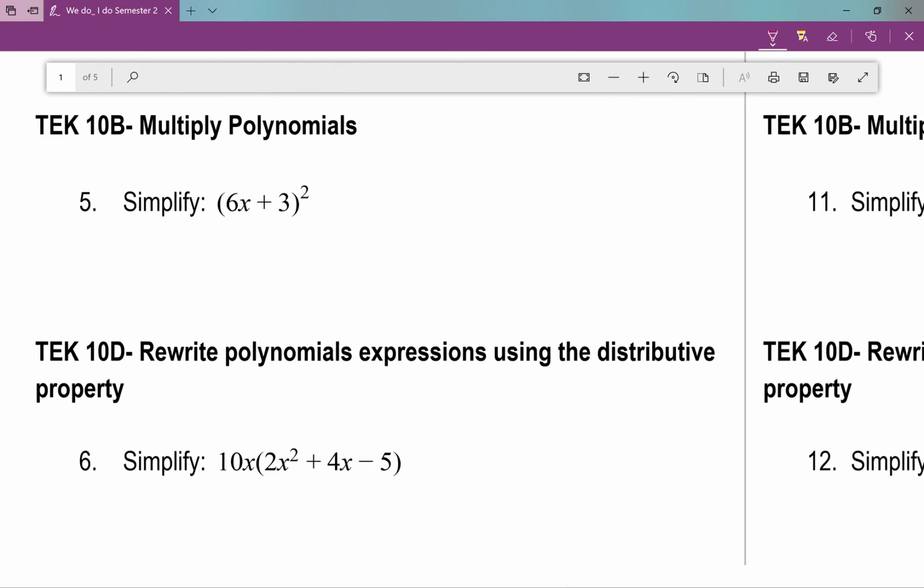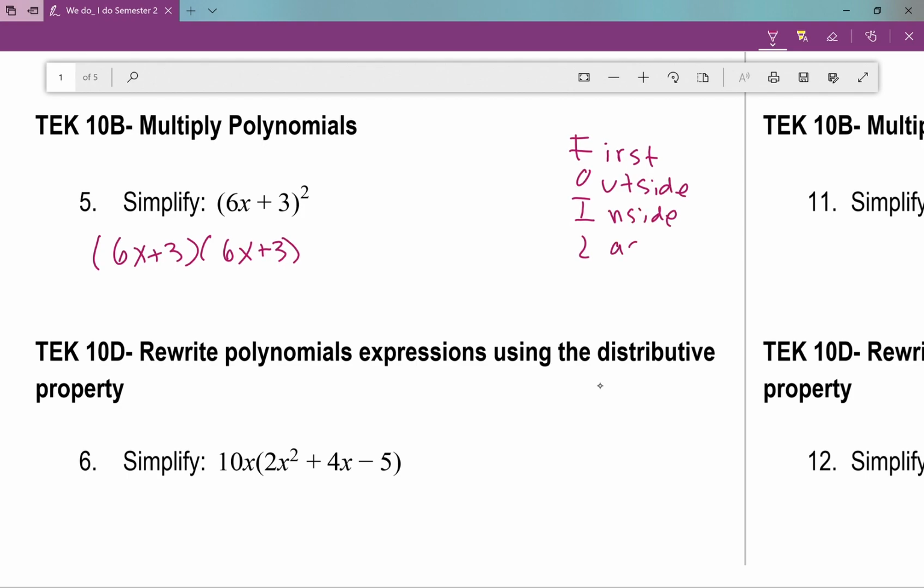Okay, TEK 10b says multiply polynomials. Remember, in order to multiply a polynomial that looks like this, we need to know that that little 2 tells us to write our parentheses 2 times. So I have 6x plus 3 times 6x plus 3. So this now looks like the FOIL method. Remember, FOIL stands for first, outside, inside, and last.